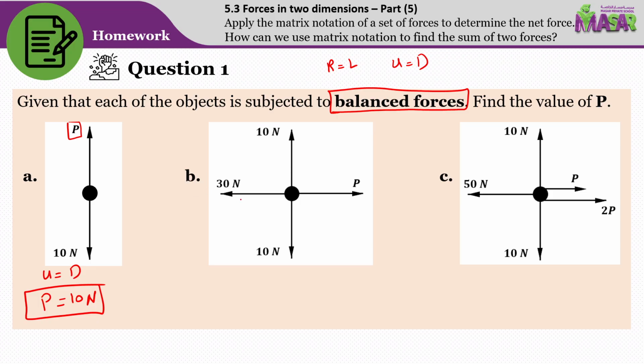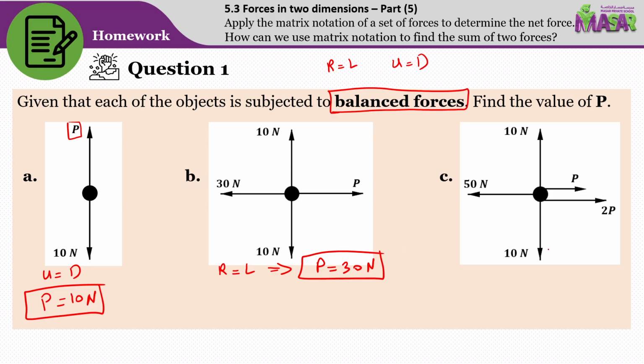So now let's start with part B. In part B, also we're going to use this information, balanced forces, which means left equal right, up equal down. Now what do we have on the left-hand side? We have 30 Newton. So let me write here that right equal left. On the right-hand side, we have P. On the left-hand side, we have 30. And that's it. We know the value of P, which is equal to 30.